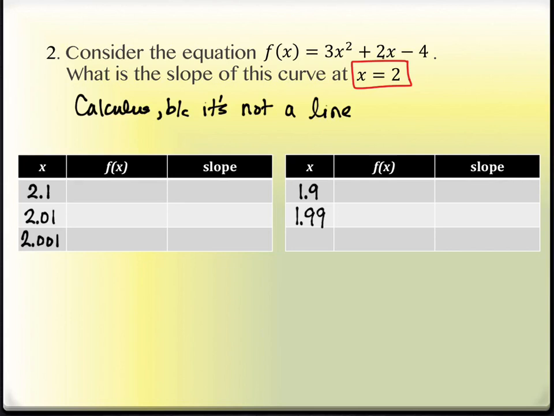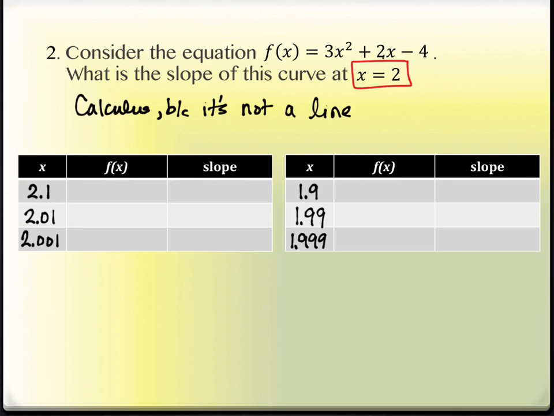1.99. And the third one? 1.999. Okay? These are the x values. Now, if you have an x value, you can find the corresponding y value. You just stick it in the equation, right? No problem. So we need to do that next.